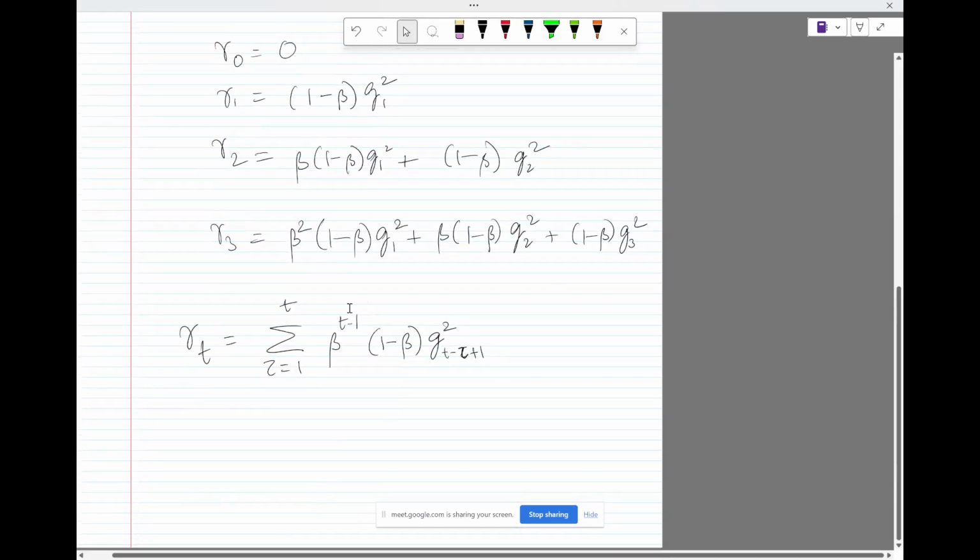So what I meant was, you are currently at t, but you sum the gradients from tau equal to 1 to the current time step t, and you are weighing them by this exponential of beta. When you are summing for tau equal to 1, it should have been tau here, beta power t minus tau.